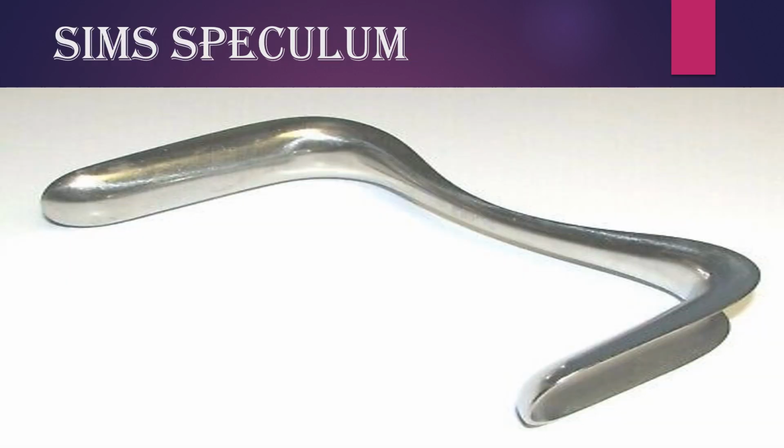Next is the speculum. You can see that it is C shape, and it is used to retract the posterior wall of the vagina.